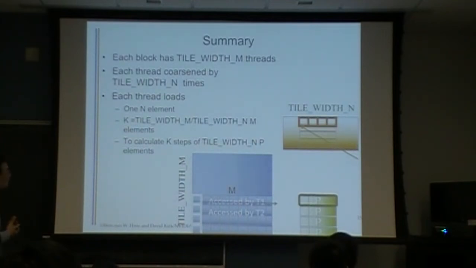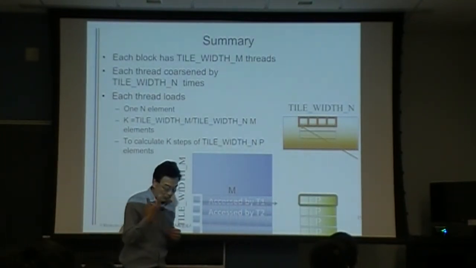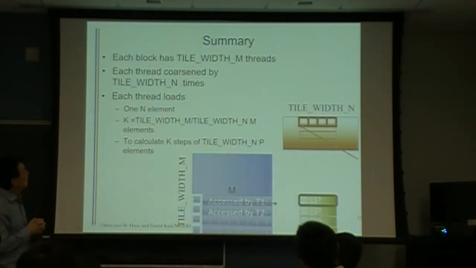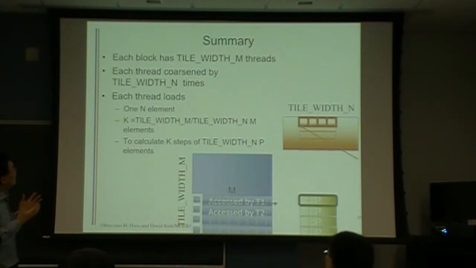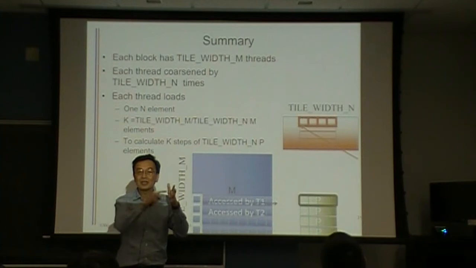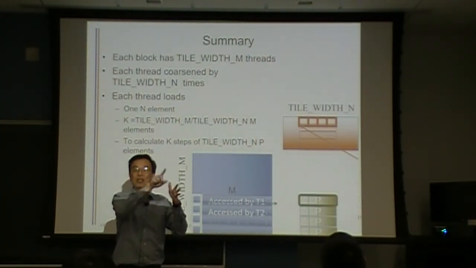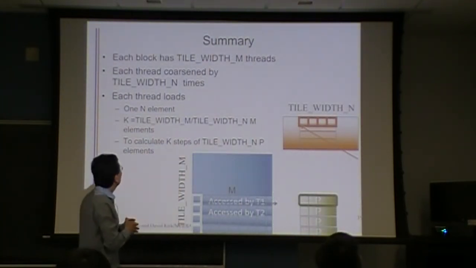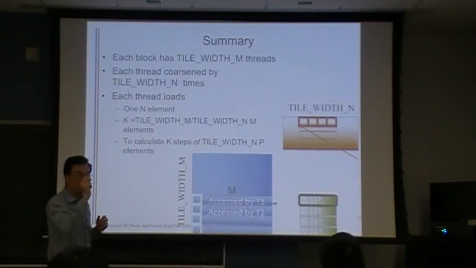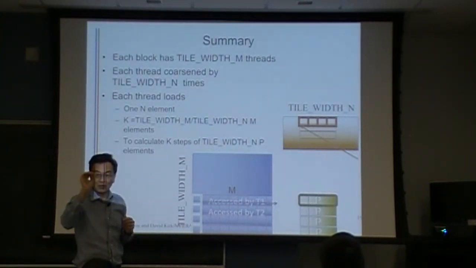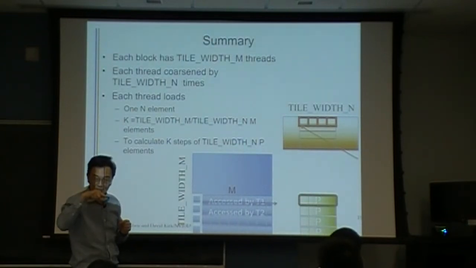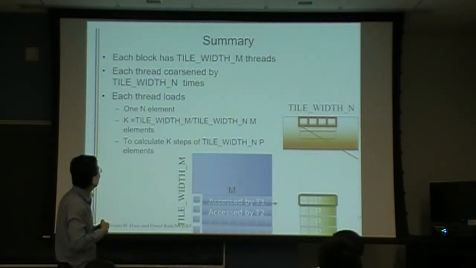So in summary, this is something that you need to do when you take a quiz for this section. Basically, each block has tile width n threads, dictated by the data structure that's being stored in the registers. Then each thread is coarsened by tile width n times, so that you can do the work for all the elements of the input n in one thread for the horizontal strip of output.